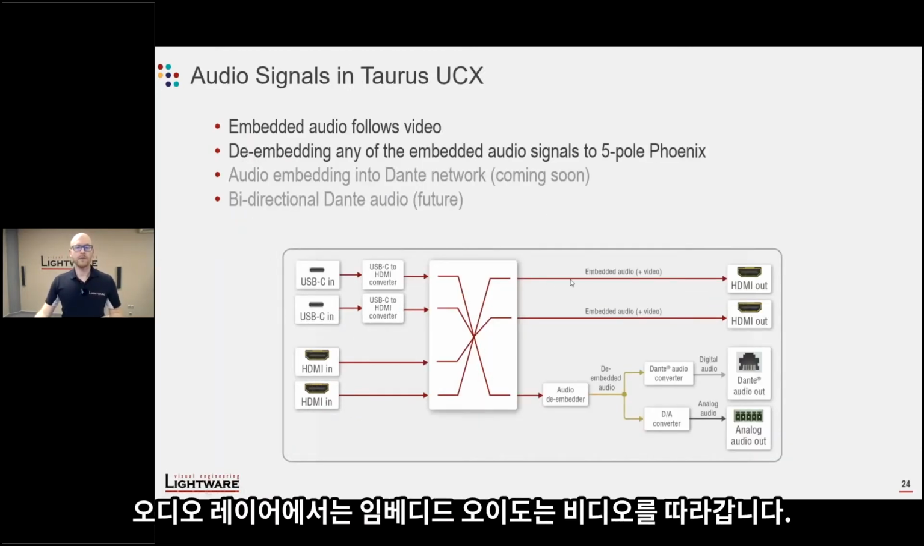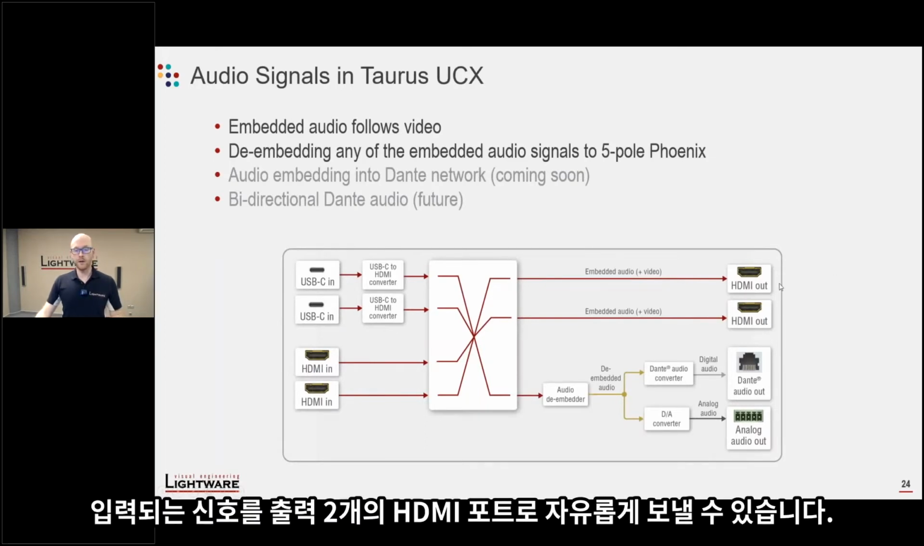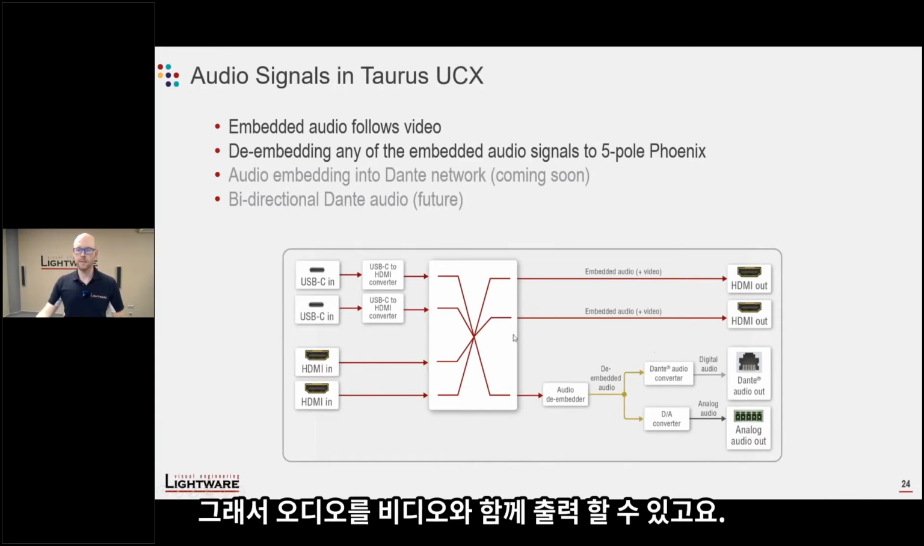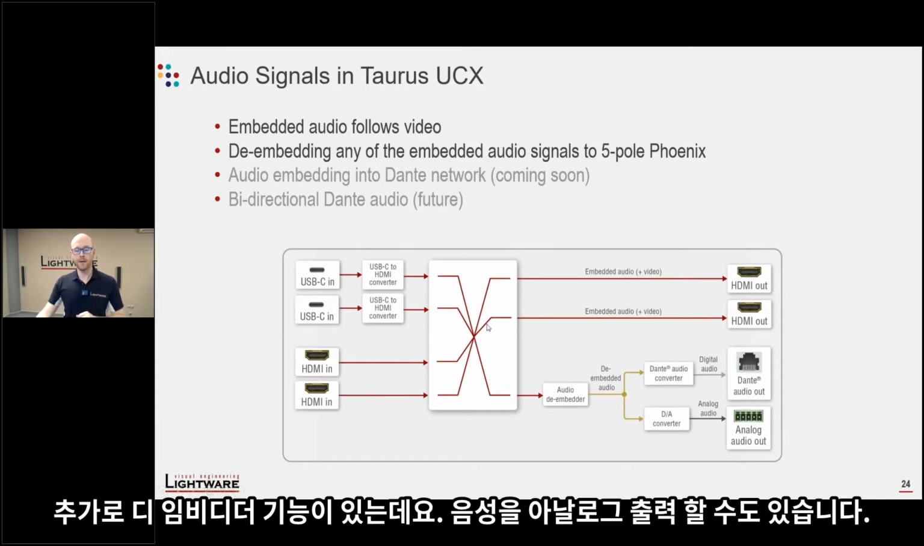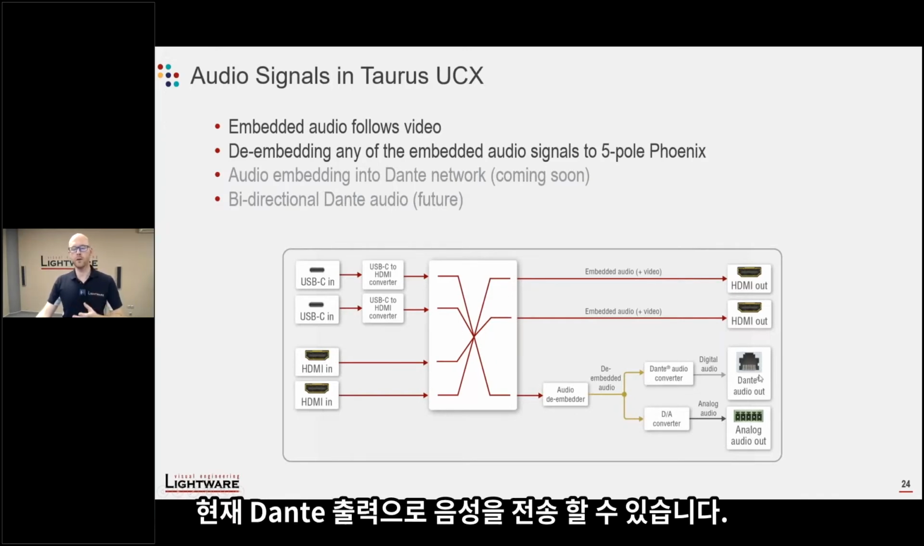The audio layer: the embedded audio can follow the video, so you can switch any of the incoming video signals to the 2 HDMI outputs, and the embedded audio can stay in there. And we have a de-embedder. You can select any of the 4 incoming video signals to de-embed to the analog out, or in the future Dante version, a copy of that signal can also go into the Dante network.